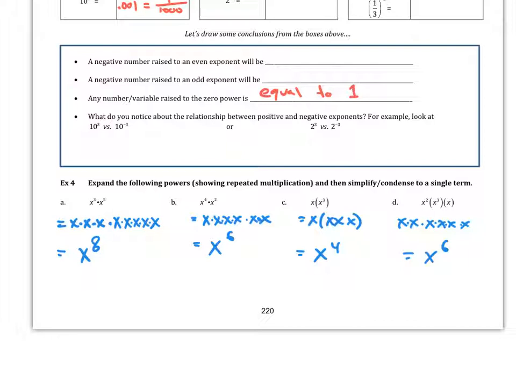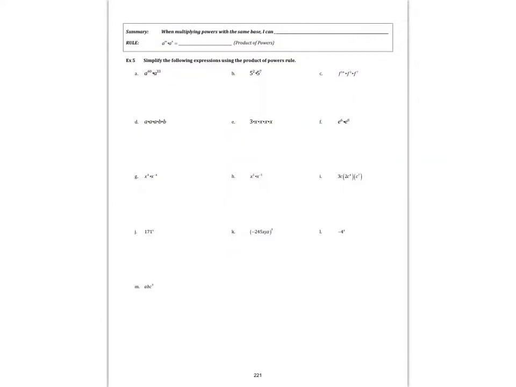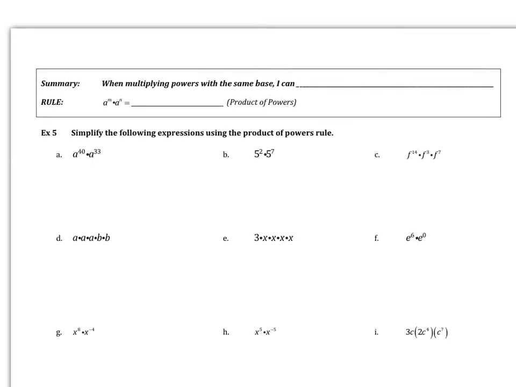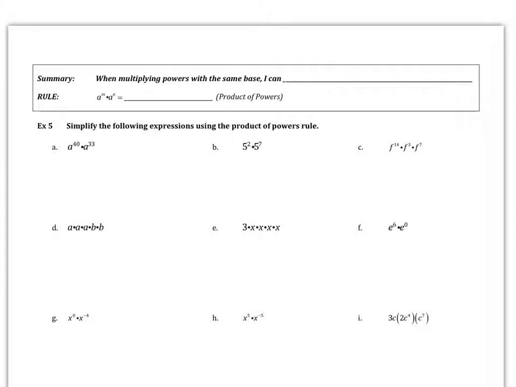And if we turn to the next page, we have a place to put that rule. So we'll finish off the video here with a couple examples. So when multiplying powers with the same base, I can add the exponents. That's the rule. Add the exponents. Okay, so we call this product of powers, and it's a to the m times a to the n equals a to the m plus n, and that's kind of the algebraic rule for it.